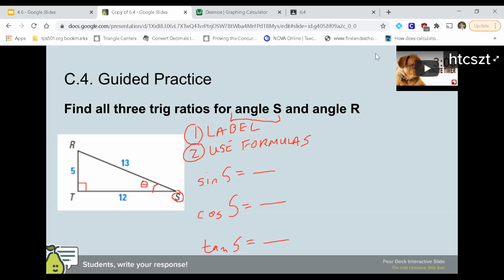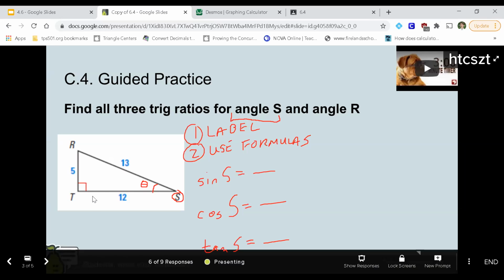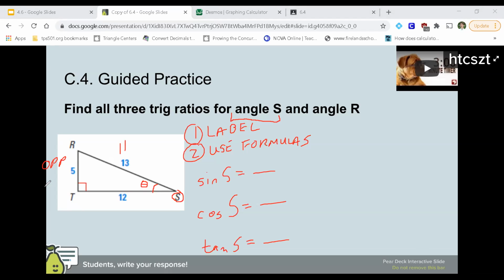Yeah, that's where you want to label up. Is that picture right there? So first step is label the 3 sides opposite adjacent. Let's take it step by step. First step is really the most important step. We got to label this. So if we label this for angle S, which of these numbers is opposite angle S? Which one's the hypotenuse? Which one is therefore the adjacent?